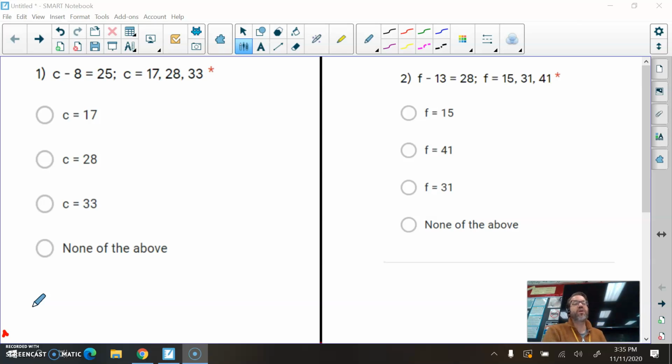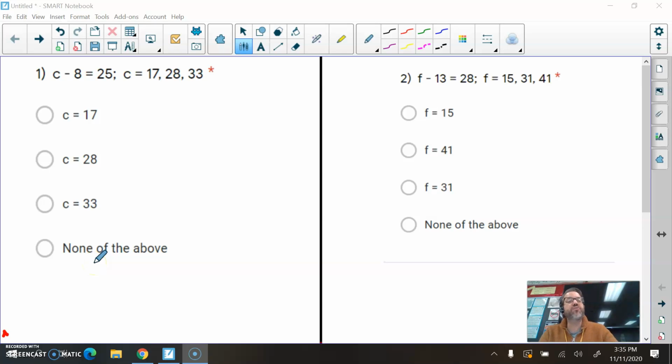So let's look at number 1 in the review assignment. C minus 8 equals 25. We have to figure out what goes in place of the variable c. And we have options. C could be 17, it could be 28, it could be 33. And if none of them work, we can mark none of the above.